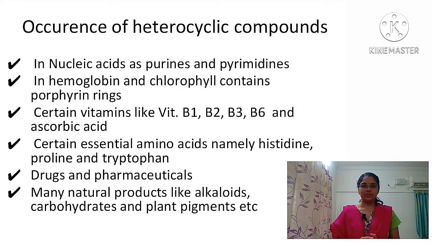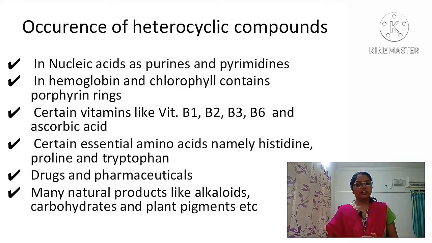The base belongs to the following two classes: purine and pyrimidine. Another important occurrence of heterocyclic compounds is in hemoglobin, which is a red pigment present in the blood, as well as in chlorophyll, a green pigment present in plants. Both contain a nitrogen heterocycle, the porphyrin ring.